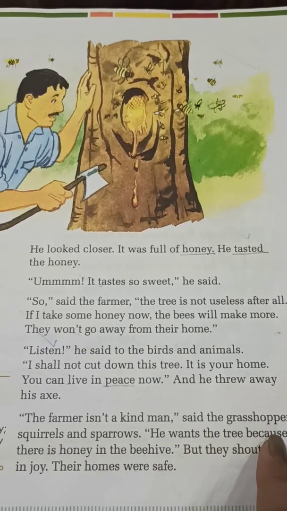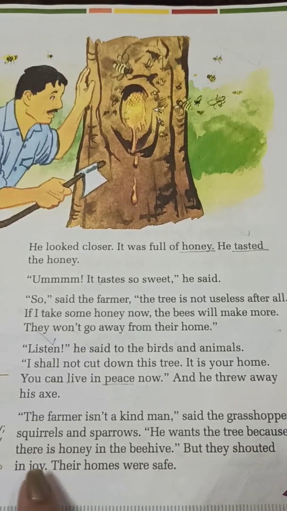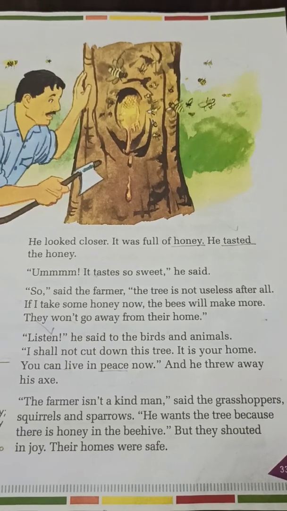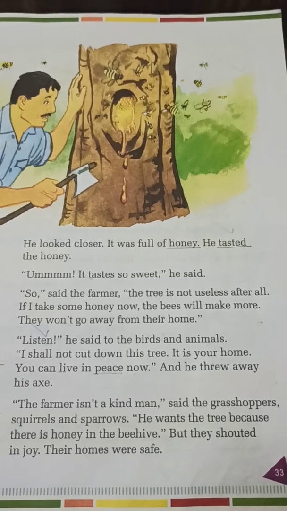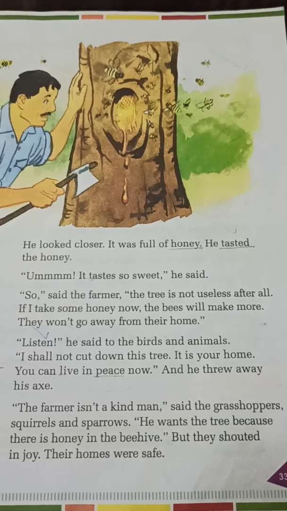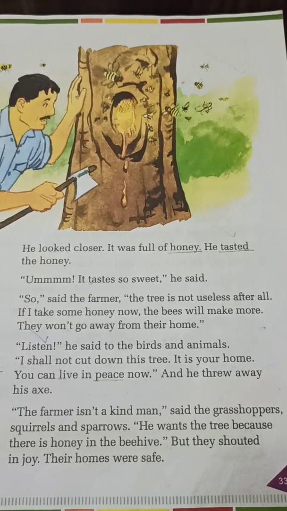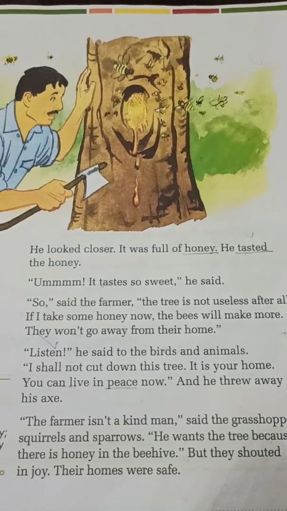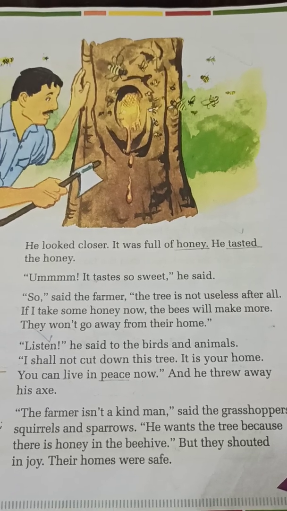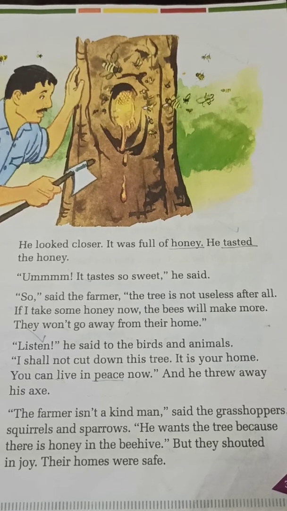He wants the tree because there is honey in the beehive. But they shouted in joy. Their homes were safe. Okay, so the animals, even though they knew that the farmer kept the tree only because of the honey, still they were happy, isn't it? They were happy because their homes were safe. And now they can live in peace. So they all shouted in joy because their homes were safe.